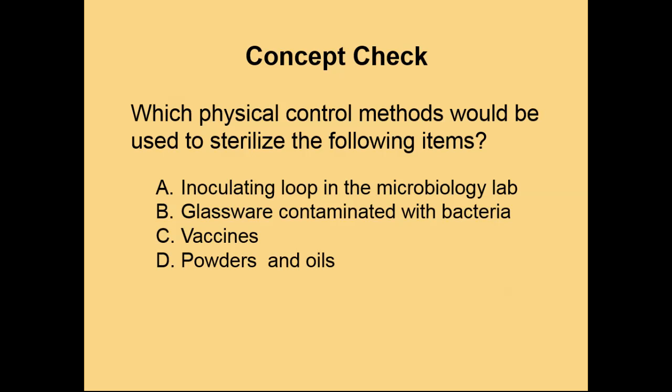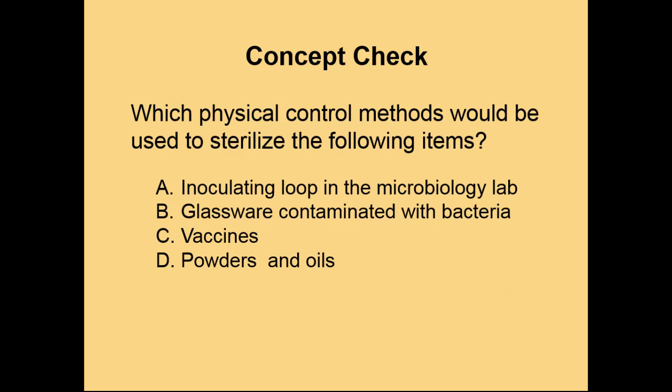So, concept check class, which of the physical control methods would be used to sterilize the following items? An inoculating loop, glassware, vaccines, powders, and oils. You can pause the video and rewind, or you can check your textbook or check your PowerPoint slides. Pause it and find me an answer. 1, 2, 3, 4, 5.